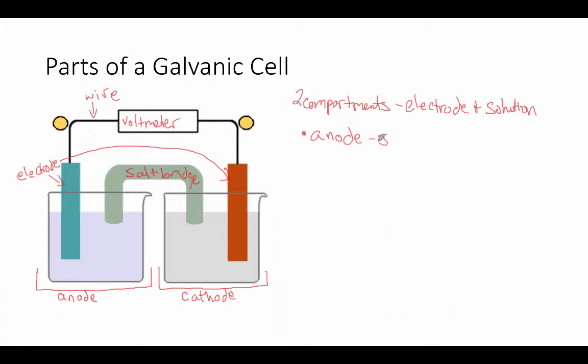And the anode is the site of oxidation, or the oxidation half reaction. And because it's the site of oxidation and it loses electrons, it will have a negative charge.